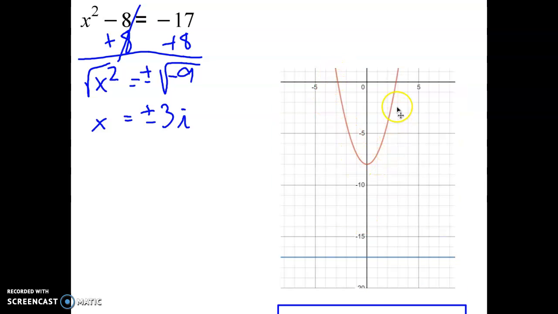All right, graphically, let's see what we have here. So here's my pink parabola, x squared minus 8. Here's my horizontal line, y equals negative 17. And you can see that they never cross, right? So I got imaginary solutions to my original equation because there is no intersection point on my real graph. So imaginary solutions, no intersection point.